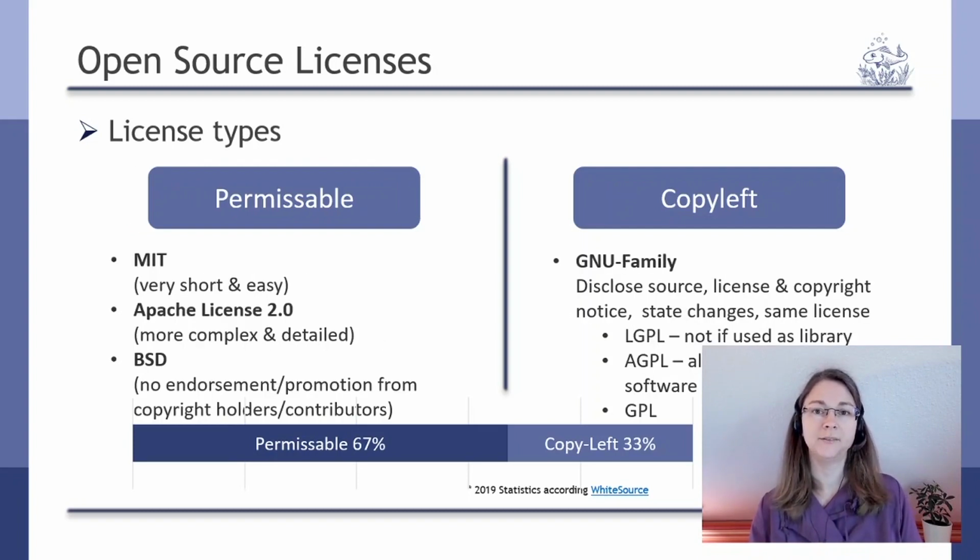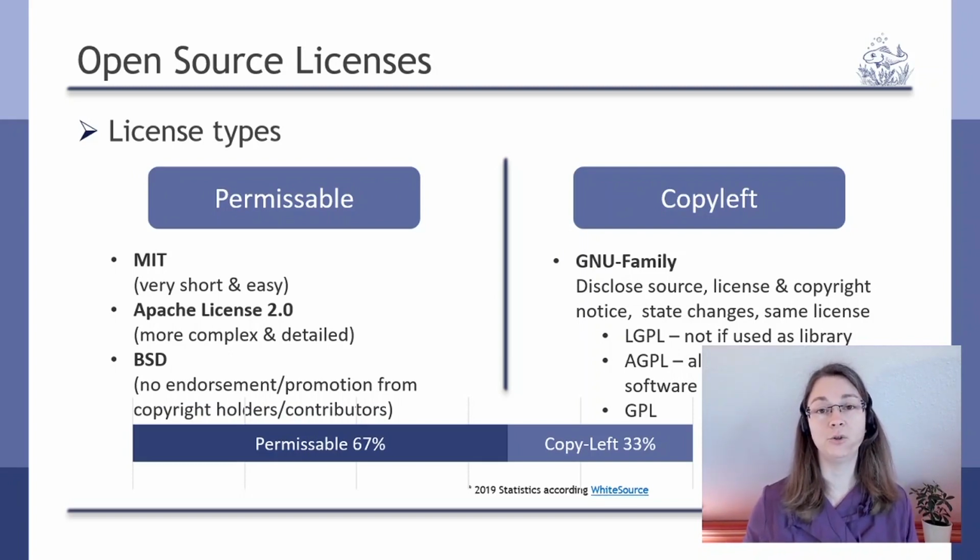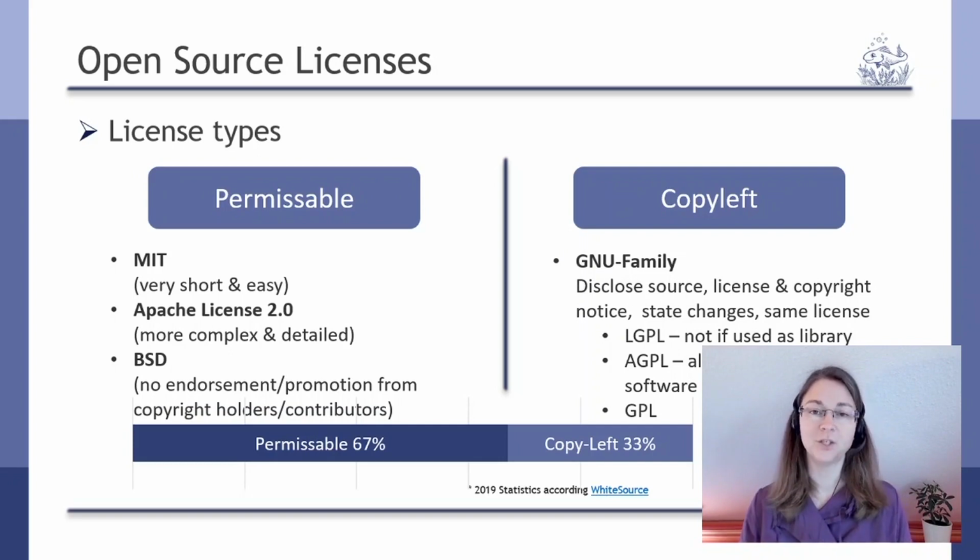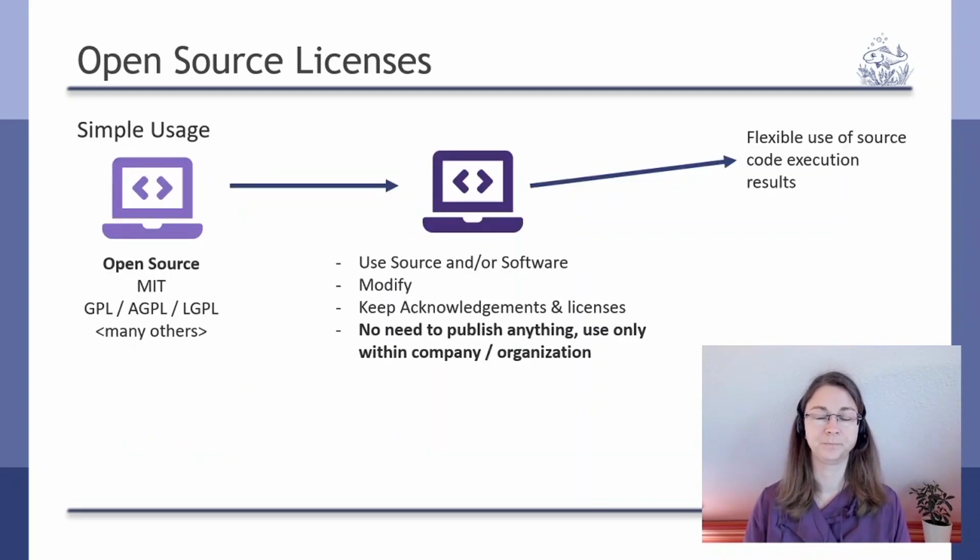The concrete license types for the permissive license are the MIT license, which is the most common one, very short and easy to use. Then there's also the Apache license and the BSD license. And on the copyleft side, the most commonly used licenses are from the GNU family. This is the GPL, and there are two different forms of GPL, which are the AGPL and the LGPL. And these are really the most commonly used licenses.